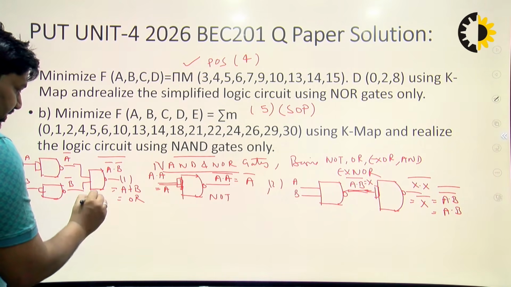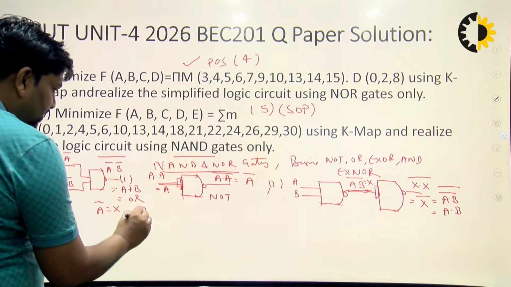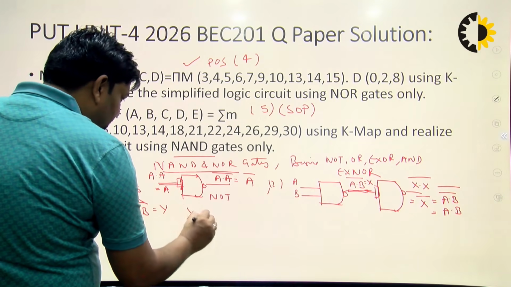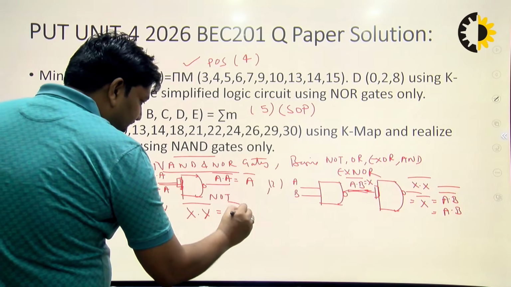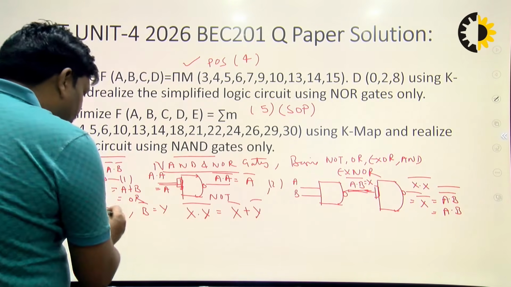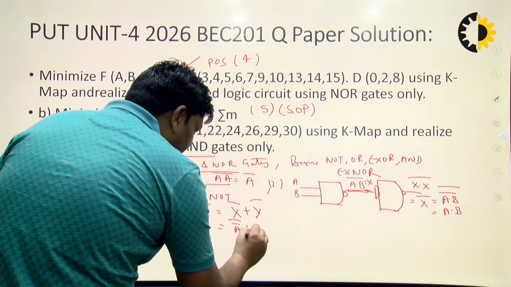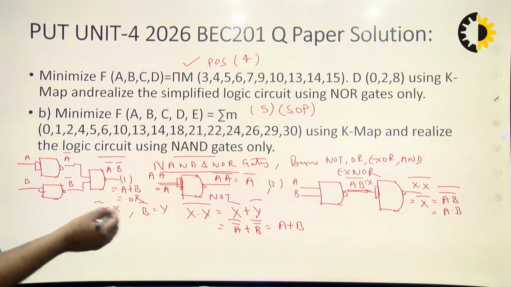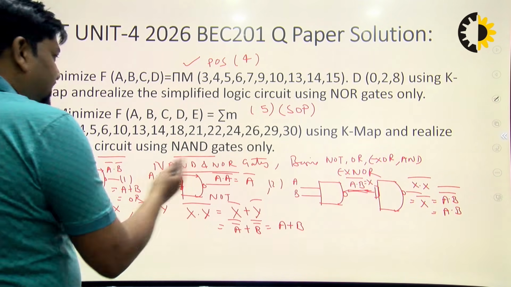Suppose A bar is equal to X and B bar is equal to Y. So this is X dot Y whole bar, which by De Morgan's law is X bar plus Y bar. What is X? X is A bar, whose bar is A, plus B bar bar, which is B. So that represents A plus B. So we easily make the NAND gate act like a NOT gate, OR gate, and AND gate. Thank you.